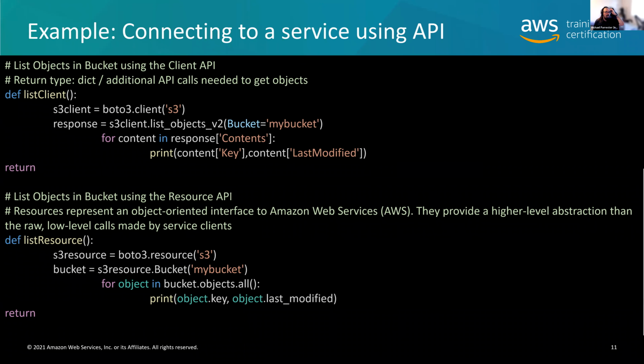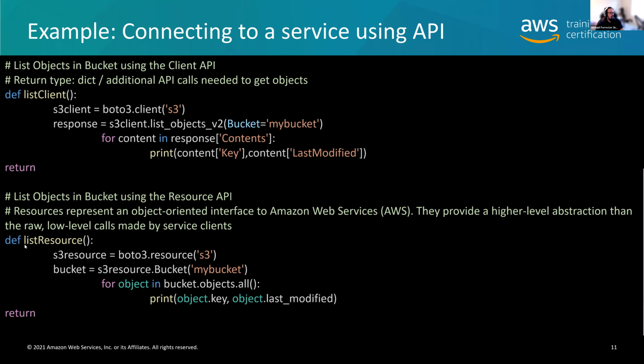Here, by the way, is an example of connecting to a service. So here we're listing objects in a bucket using the service client API. Notice that what they're doing is they're defining list client. And here we're calling boto3 client as S3. And then we have the response, which is basically my bucket for content and response. Last modified is what they're returning. So they're basically going to print out the key and then last modified.